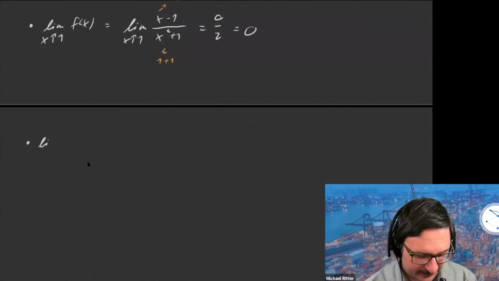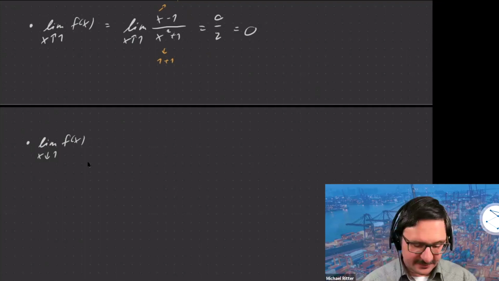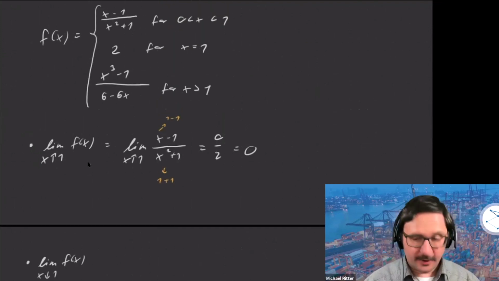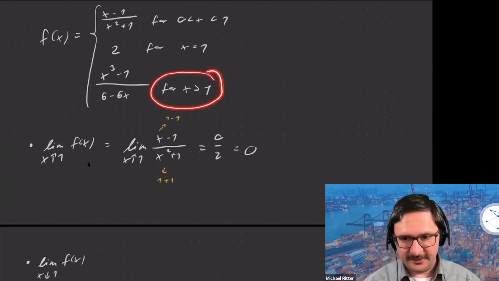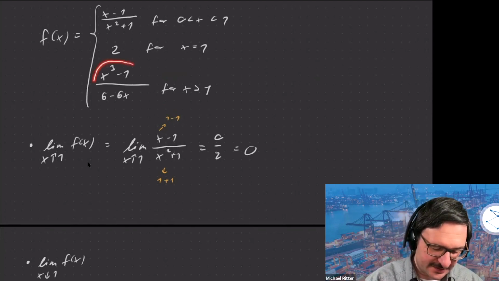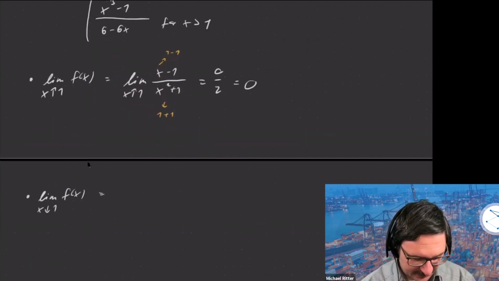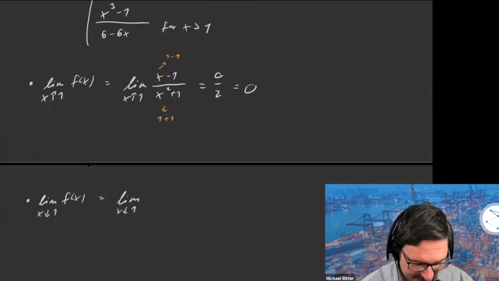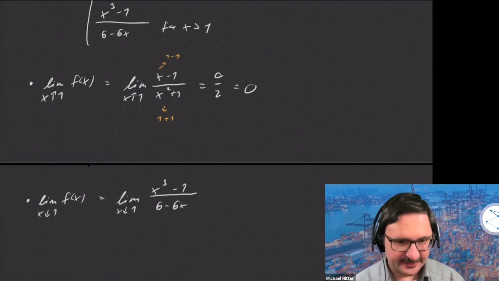Then for the limit from above, so x tends to 1 from above, that means now we can assume that x, in taking that limit, is always greater than 1. And that means we are in this case here. So the definition, the term for the function f that we should use in this case is this one here. So let's do that. And we get the limit as x tends to 1 from above of x to the third power minus 1 over 6 minus 6x.